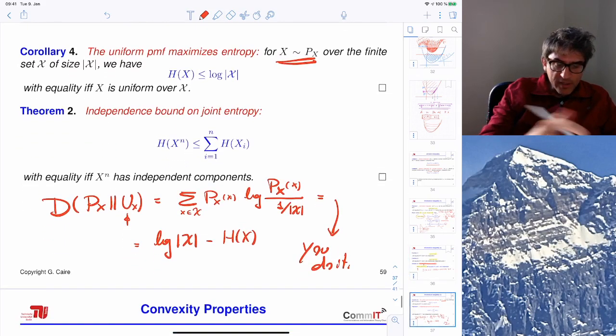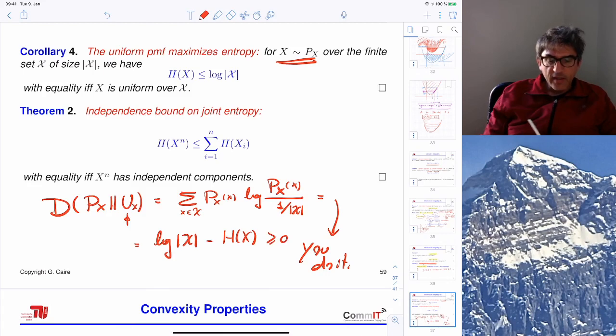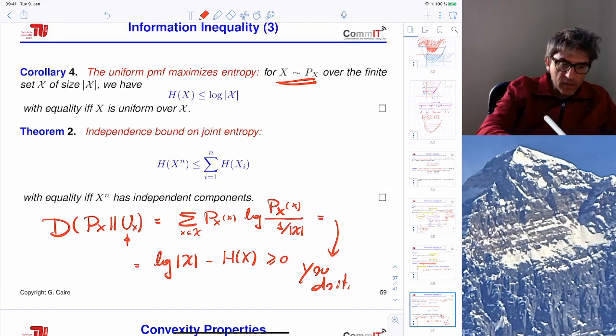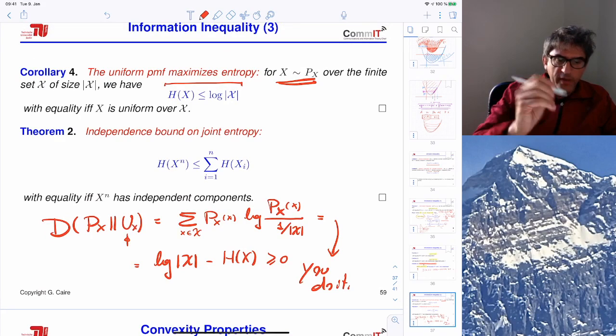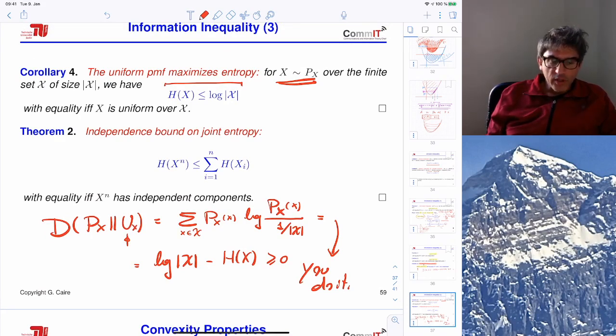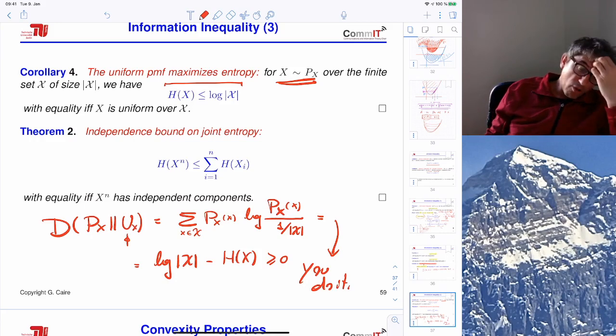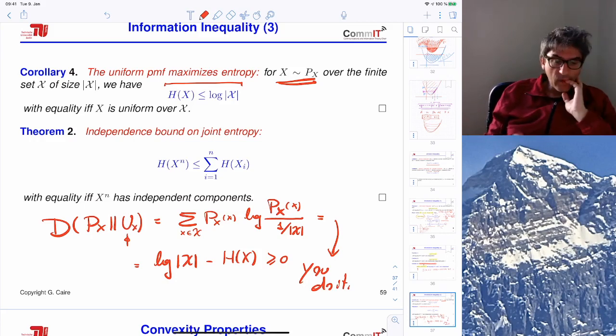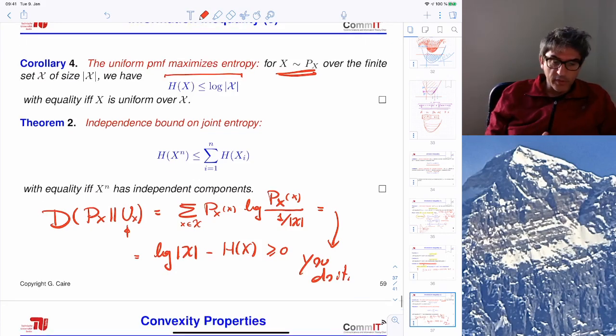But this is a divergence, so this is greater than or equal to 0, and therefore we see that the entropy is always less than or equal to the logarithm of the alphabet size, which is the entropy of the uniform distribution. The logarithm of the alphabet size is the entropy of the uniform distribution.